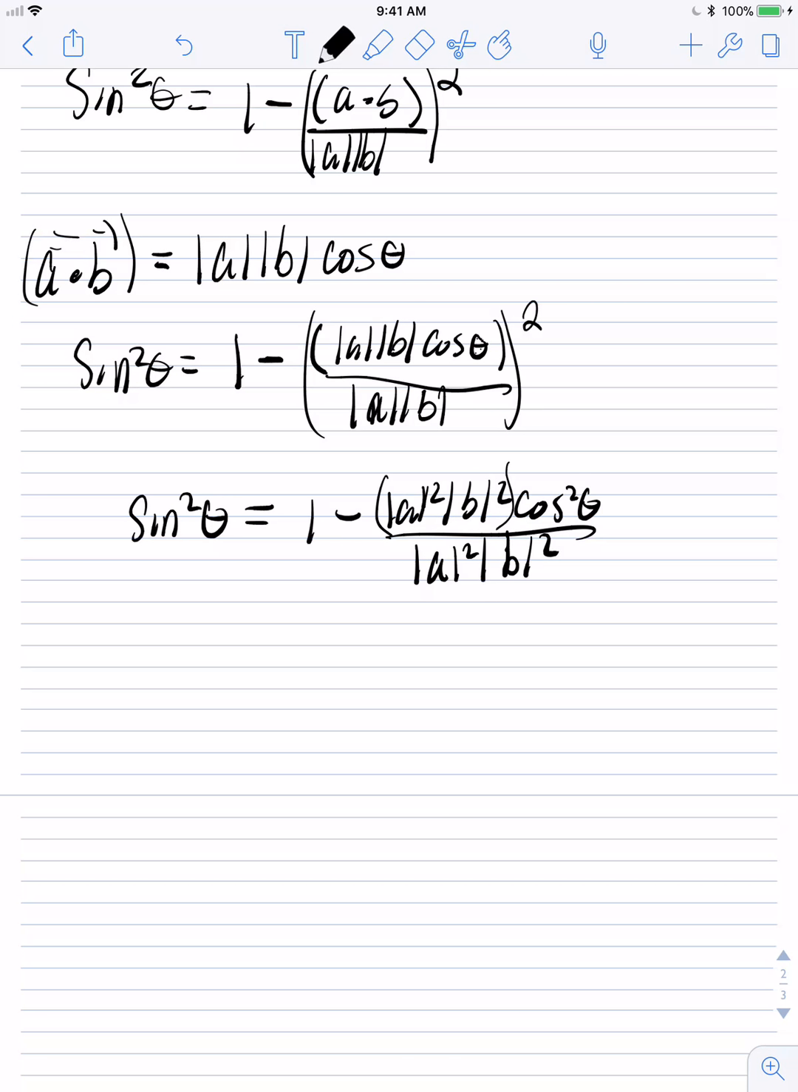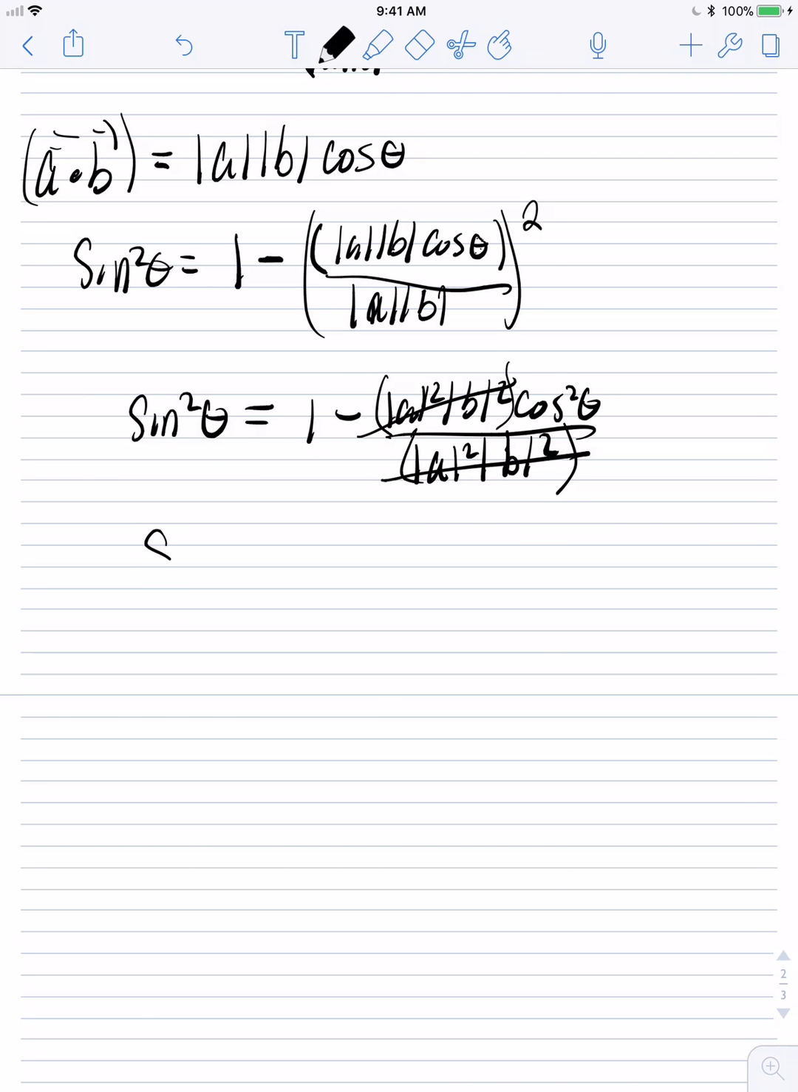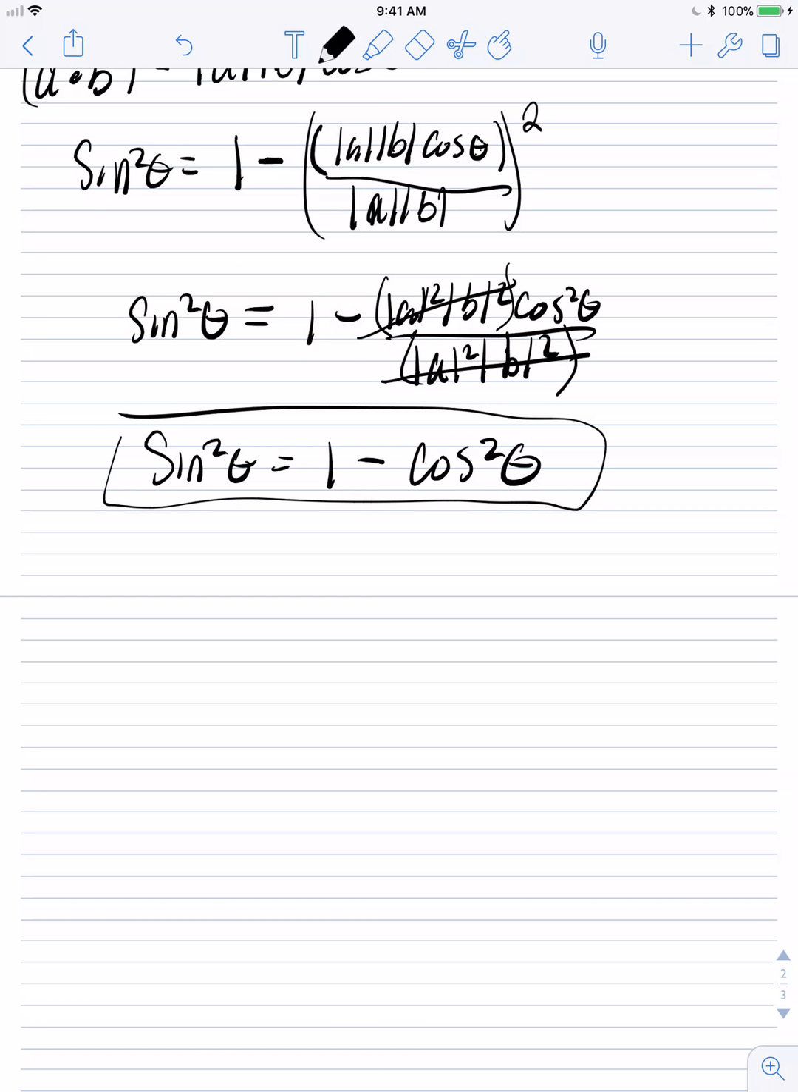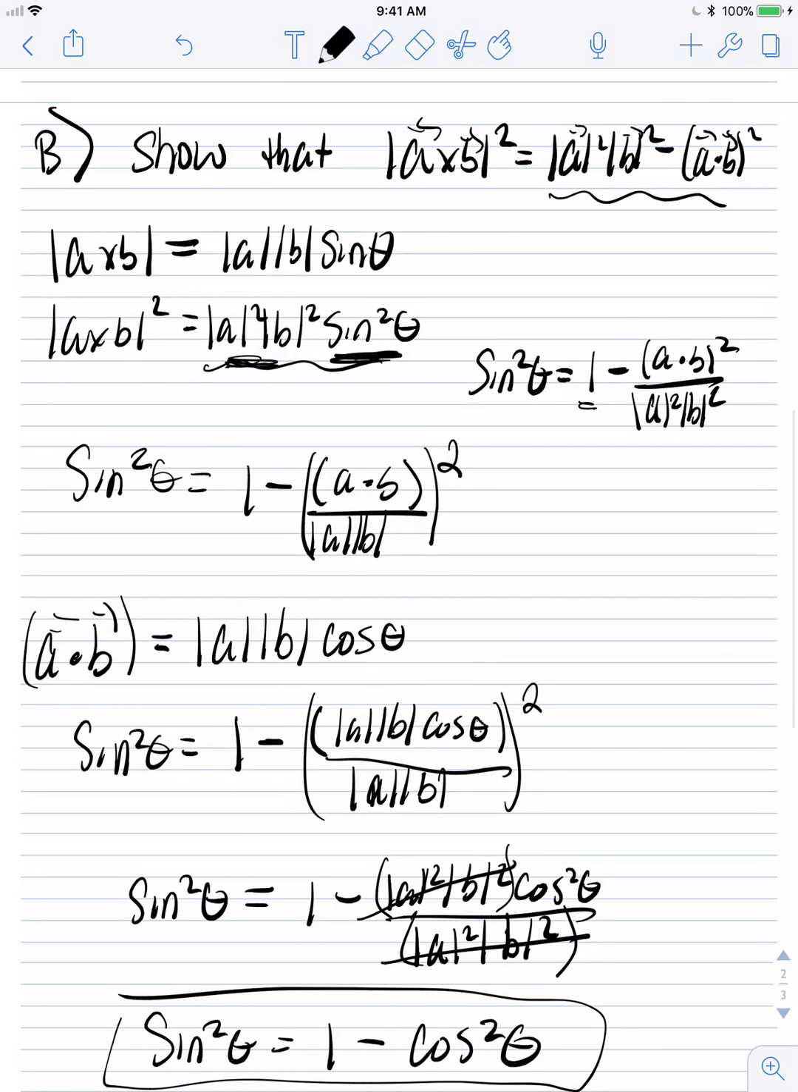And we notice that these squares cancel. So now we're left with sine squared theta equals 1 minus cosine squared theta. And because of this, from Pythagorean's theorem, we know sine squared theta plus cosine squared theta equals 1. So this theorem that we just got proves what we're trying to find.